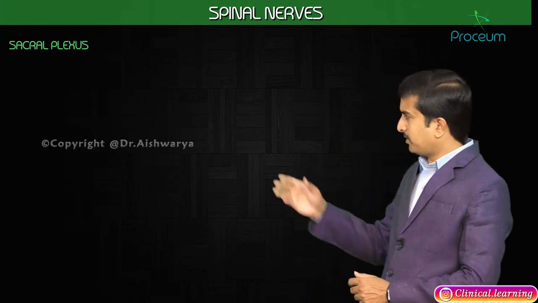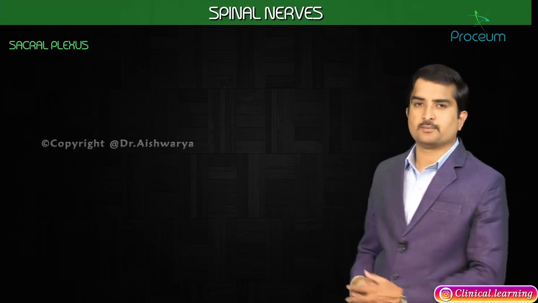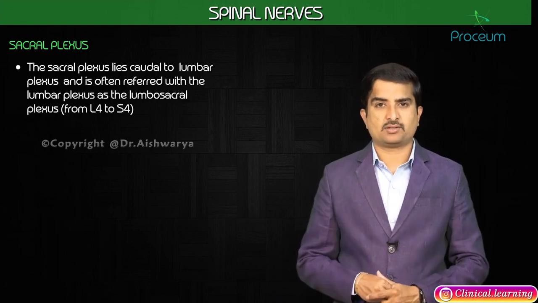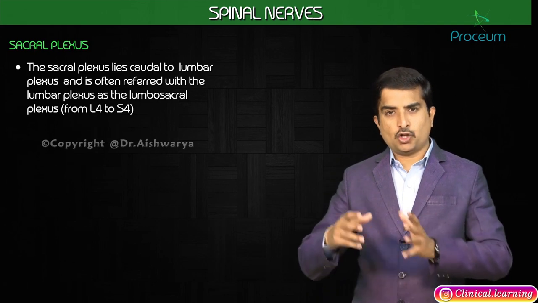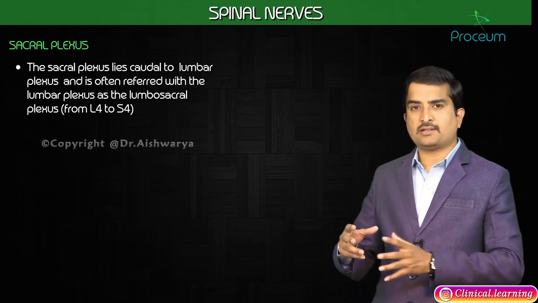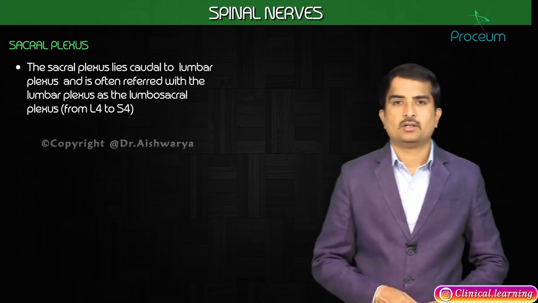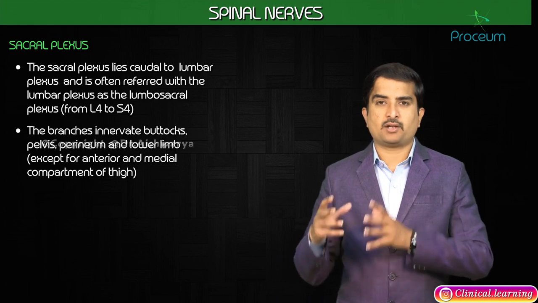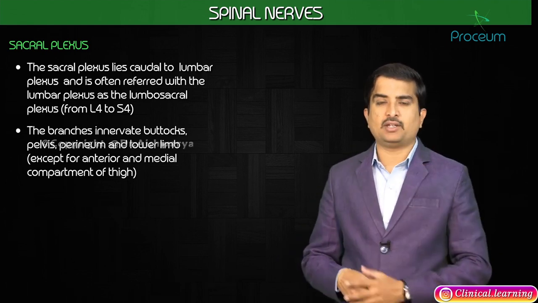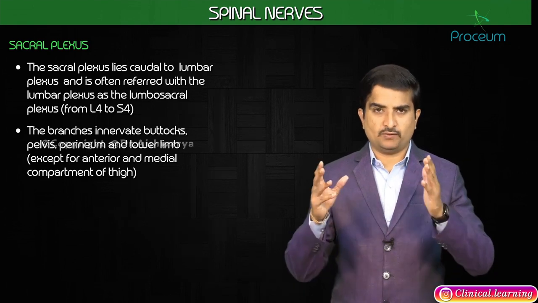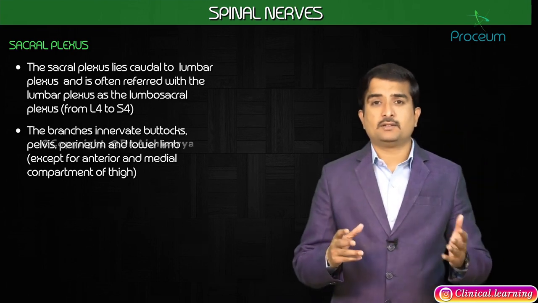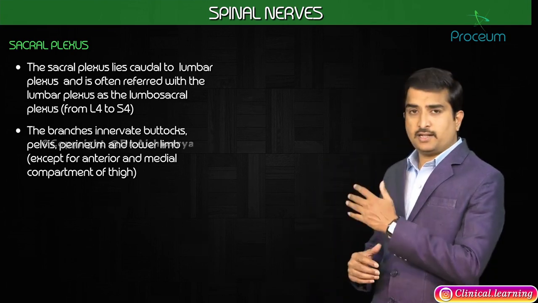And after the lumbar plexus, the next one is the sacral plexus. The sacral plexus lies caudal to the lumbar plexus and is formed from L4 to S4, and it is often referred to together with the lumbar plexus as the lumbosacral plexus. These branches innervate the buttocks, pelvis, perineum and the lower limb except for the anterior and medial compartment of the thigh. The important nerves over here are the sciatic nerve, tibial nerve, common fibular nerve, etc.